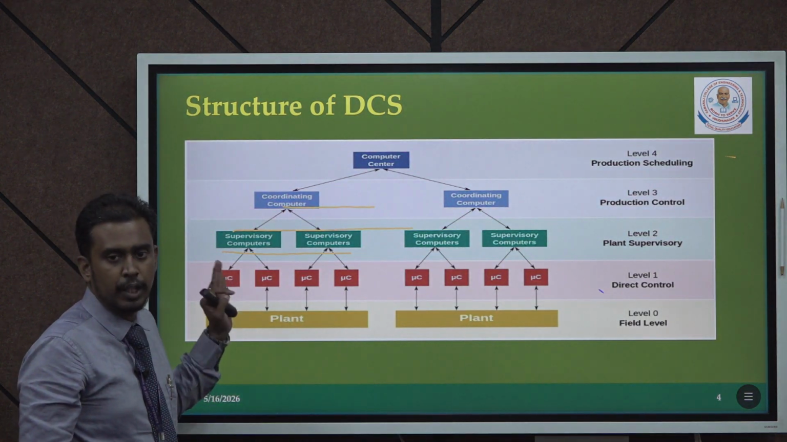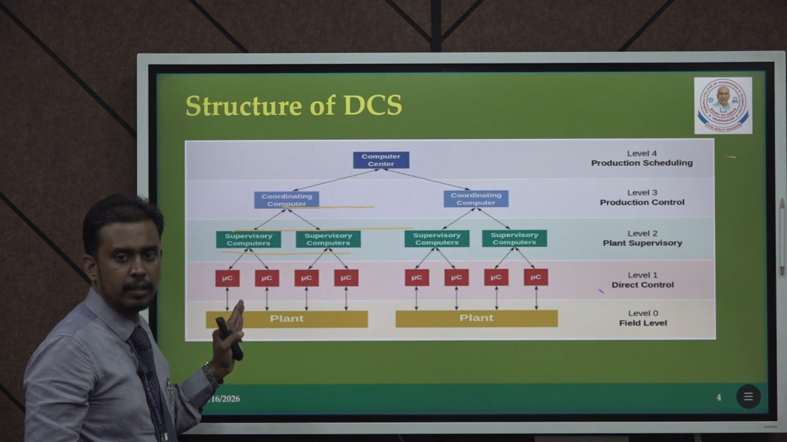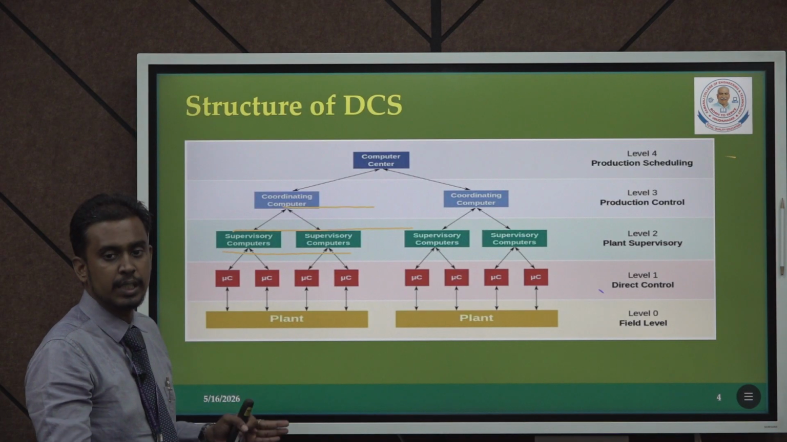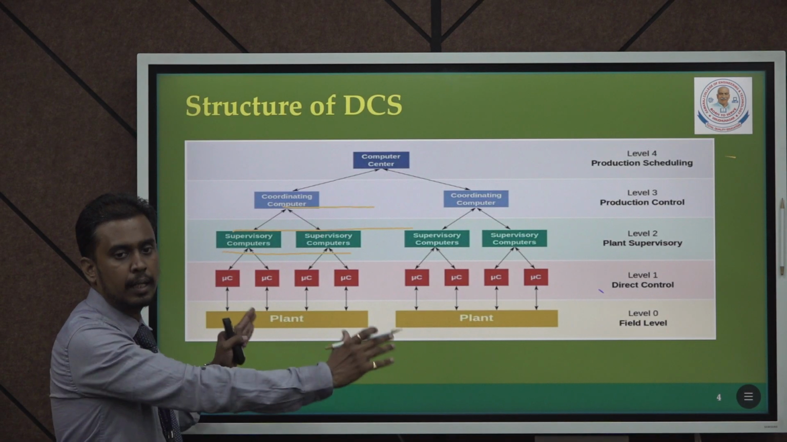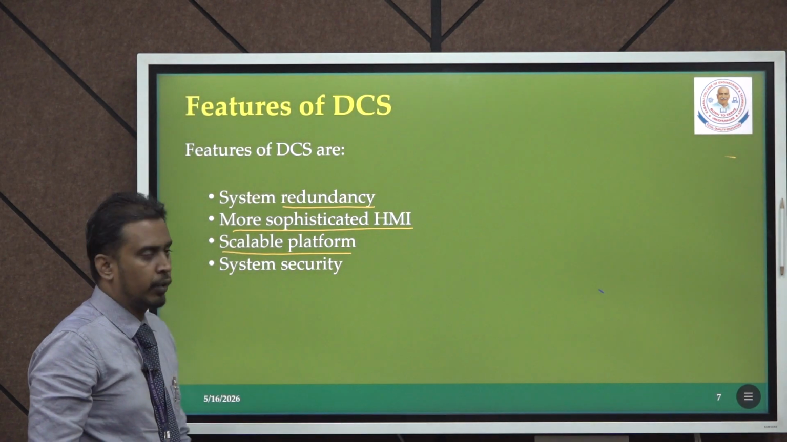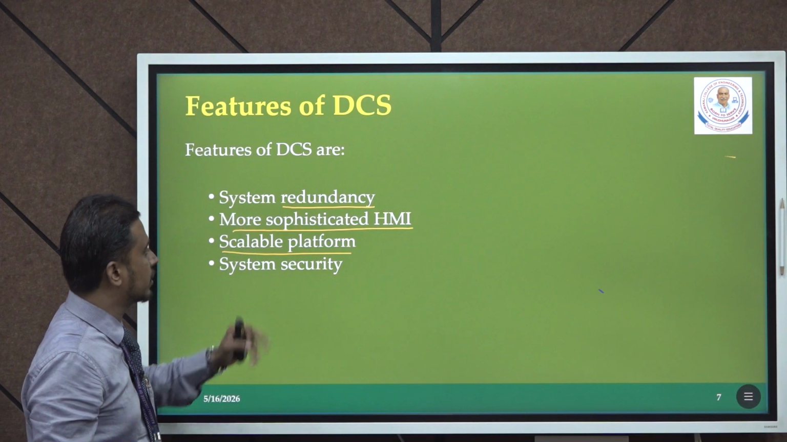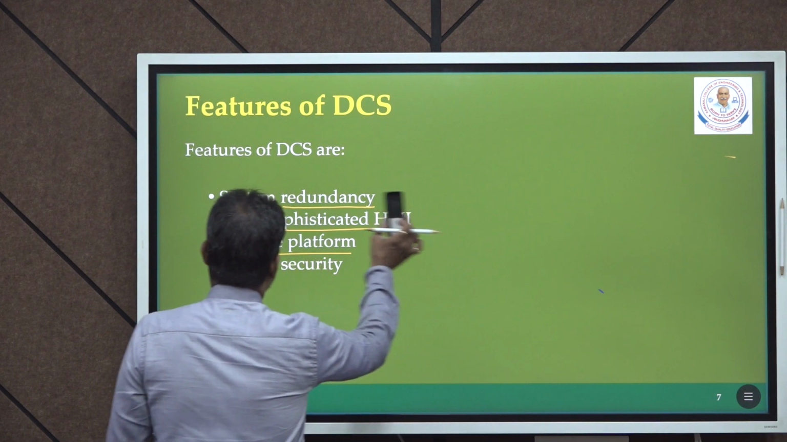In this picture we have shown only 4 controllers for a particular plant. If there are many machines, this can be done in a parallel manner, that is the scalable platform, and the system security is very high. So, these are the various features of a DCS system.